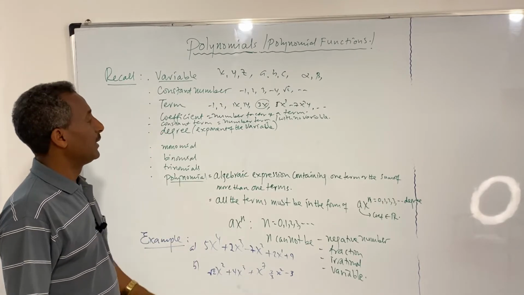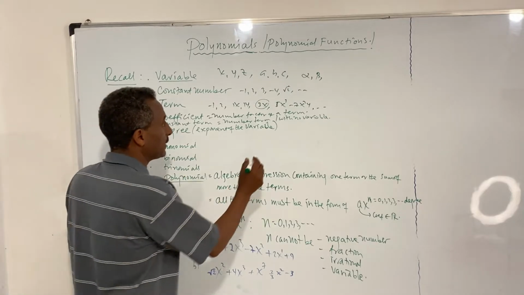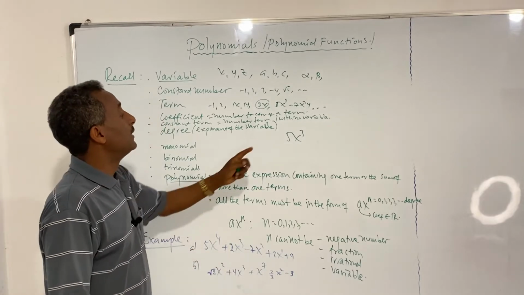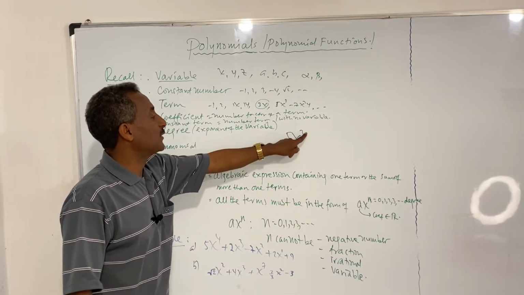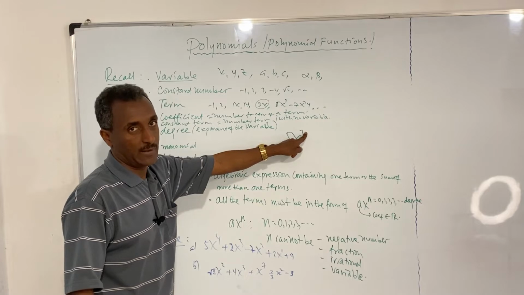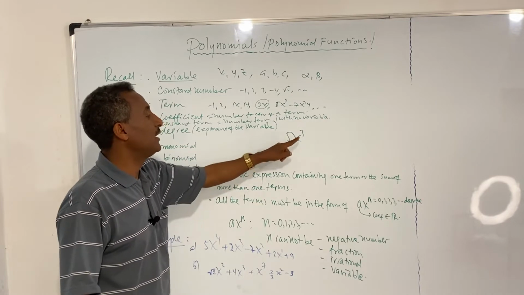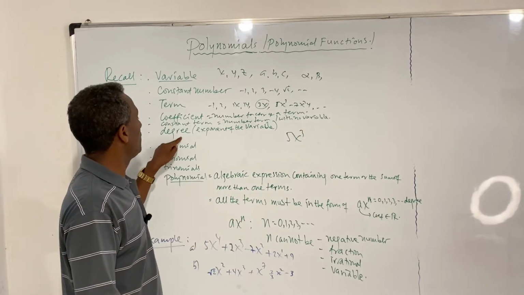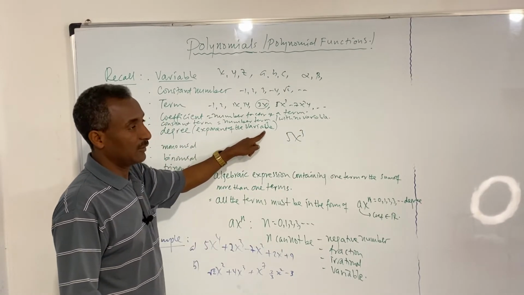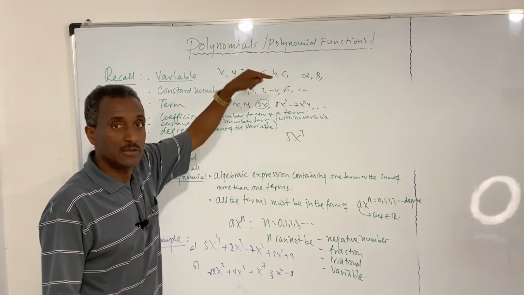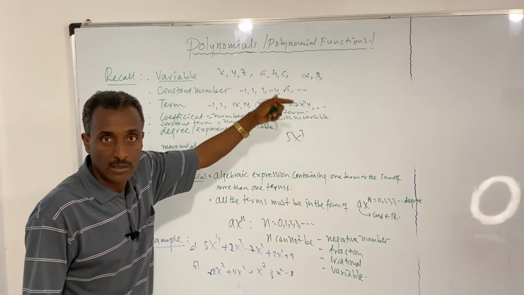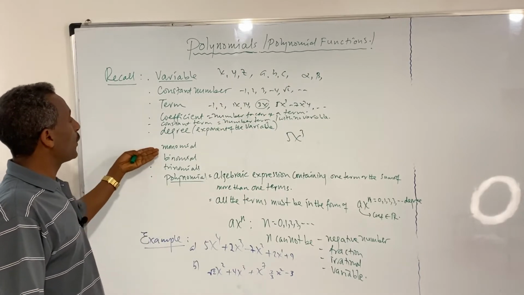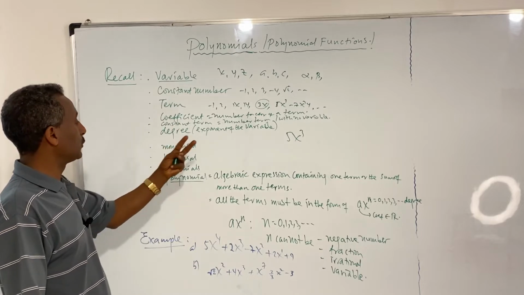Then degree. Degree, when in a term, for example 5x cubed, this is the variable, and the exponent of the variable is called the degree of the variable, or the degree of the term. So degree means the exponent of our variable. In each term, the exponent of the variable is called the degree of that term or the degree of that variable. Then we know monomial is one term, binomial is two terms, the sum of two terms.